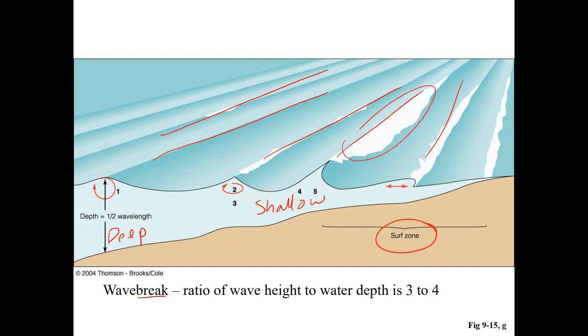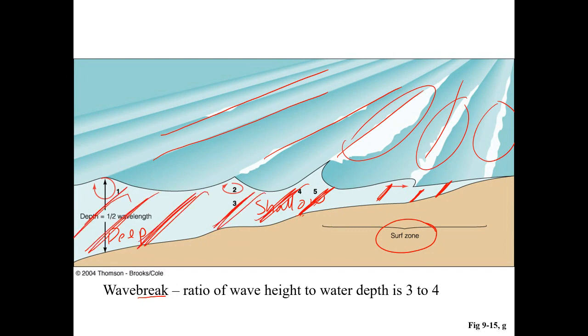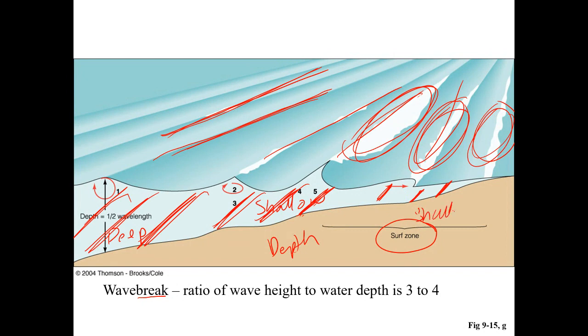Notice what happens. You start to see white caps as you get closer to shore. Notice what's happening. Shallow, deeper, deepest. So in deep water, you have regular, straight fetch. In shallow water, you start to get a break, and that occurs in the surf zone. What it means is you've gone from a deep water wave to a shallow water wave. Where do the waves break? Based on depth. They break in a shallow water zone.